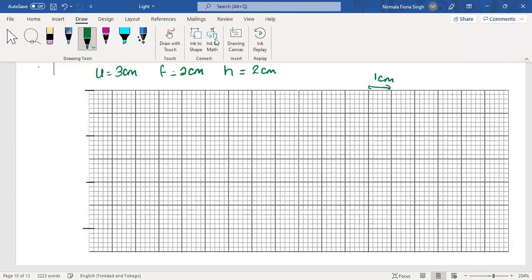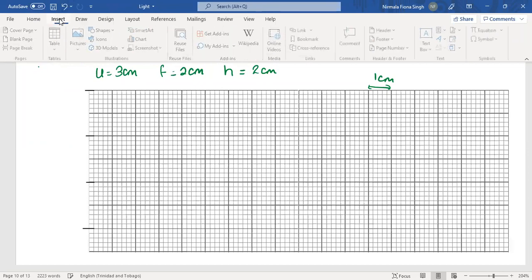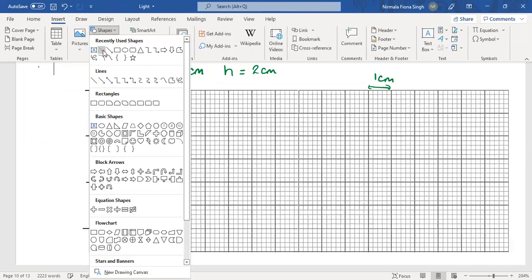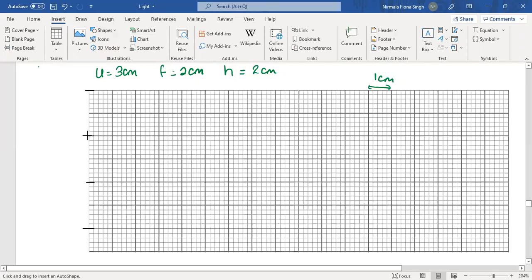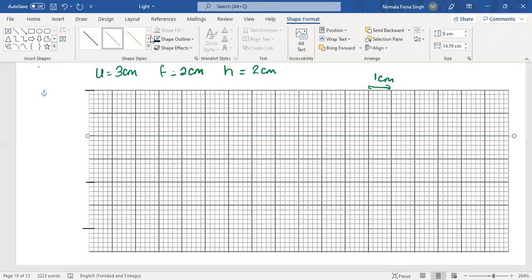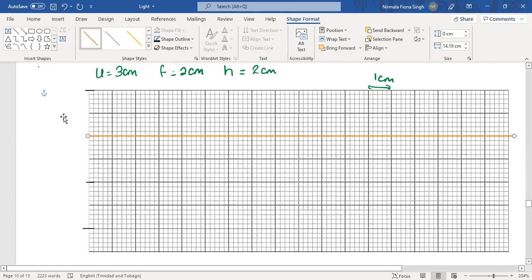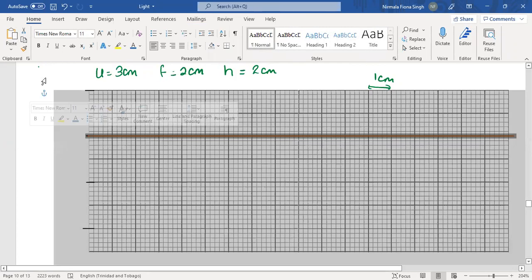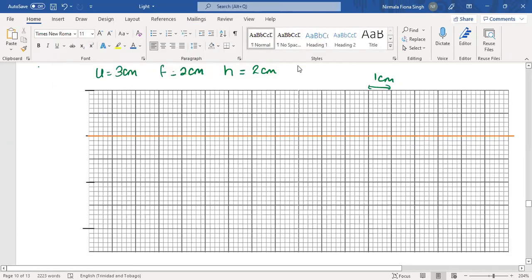So let's go ahead and draw our ray diagram right now. So the first thing that we put down is our principal axis. Put it in something you all can see. Okay, you can see the orange. All right, so that's your principal axis. You choose where you are drawing it. Then we want to draw our lens. The second thing we have to do is draw our lens.